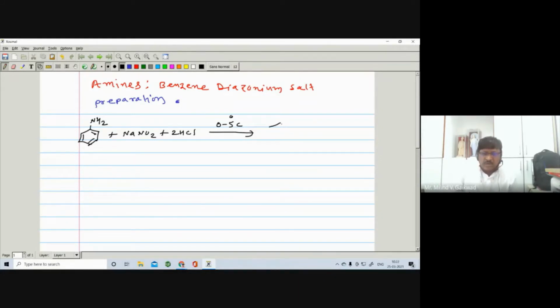So here you are getting such a compound, with pi bonds, and here is your N triple bond N positive and Cl negative, plus NaCl and H2O. So this compound is called a benzene diazonium salt. The formation of N positive is called a benzene diazonium salt, right?